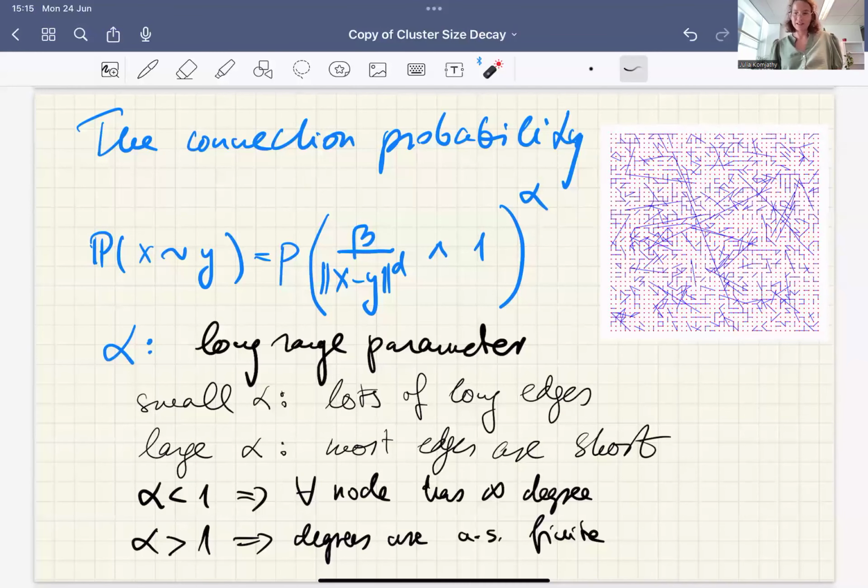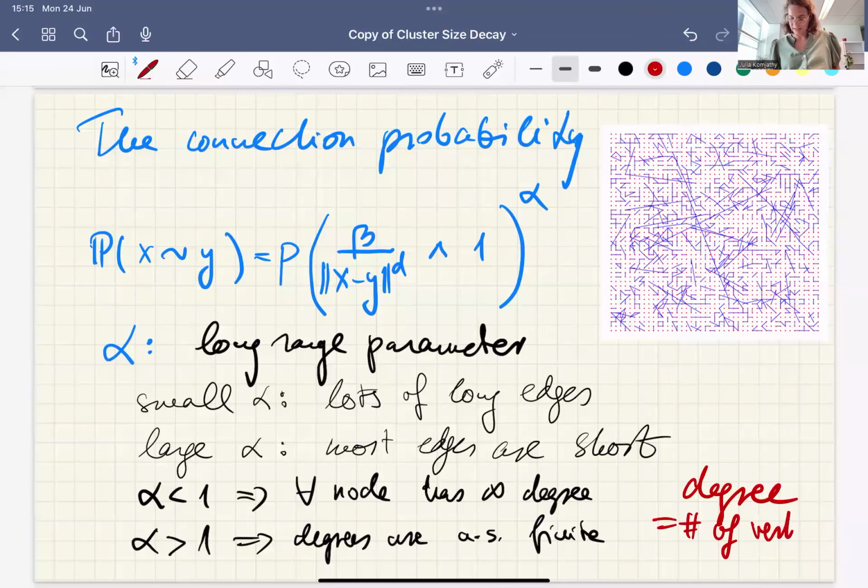And a little bit more qualitatively, if alpha is less than one, then every node actually has infinite degree. So you really have a lot of long edges. If alpha is larger than one, then the degrees of vertices are almost surely finite. And the degree is just the number of vertices connected to x by a direct edge.